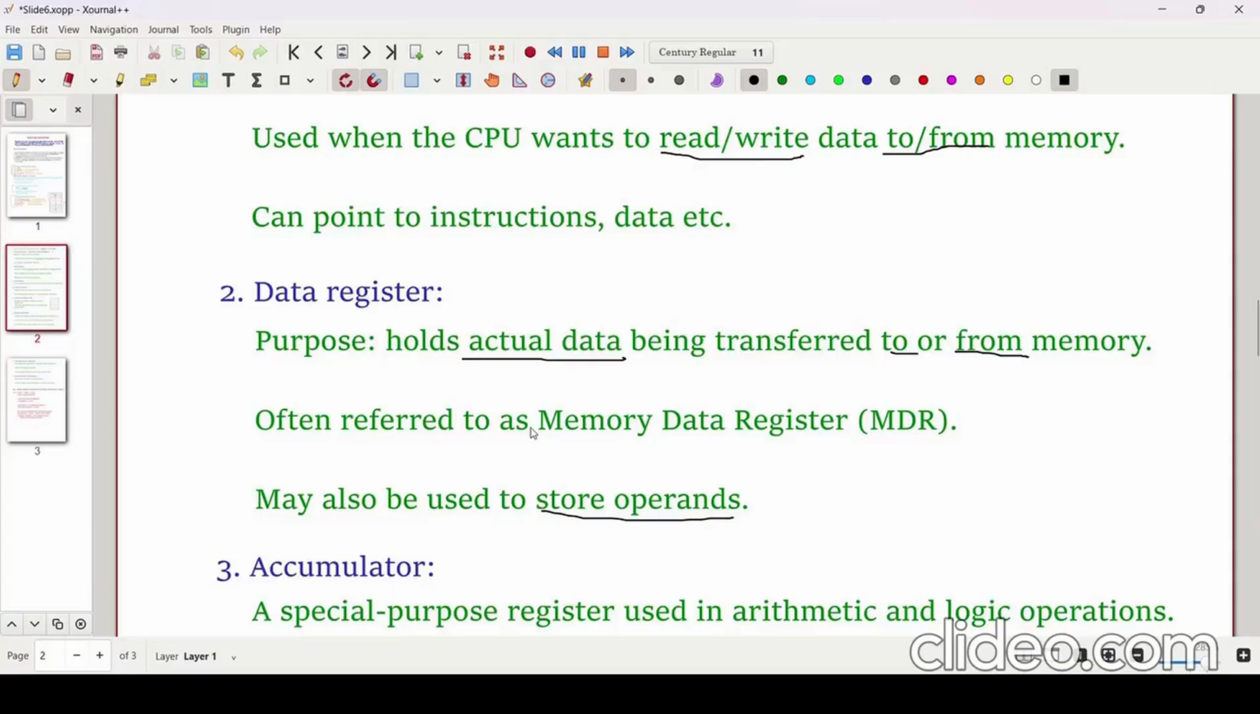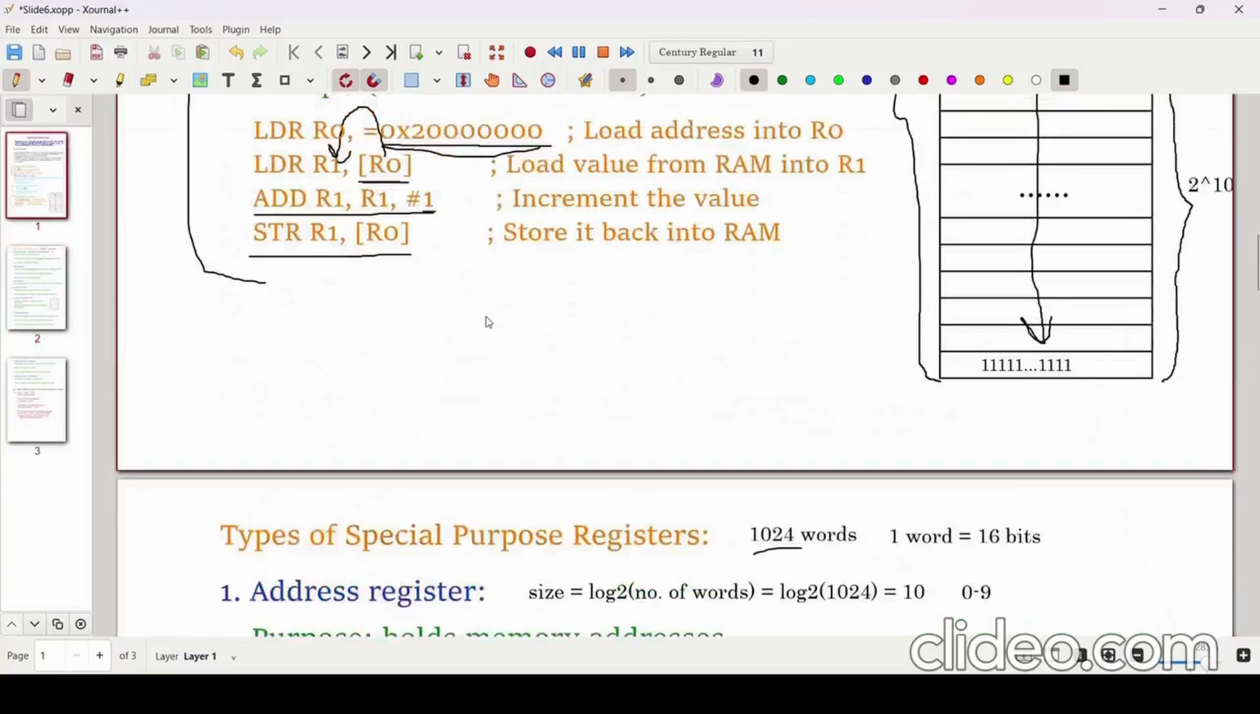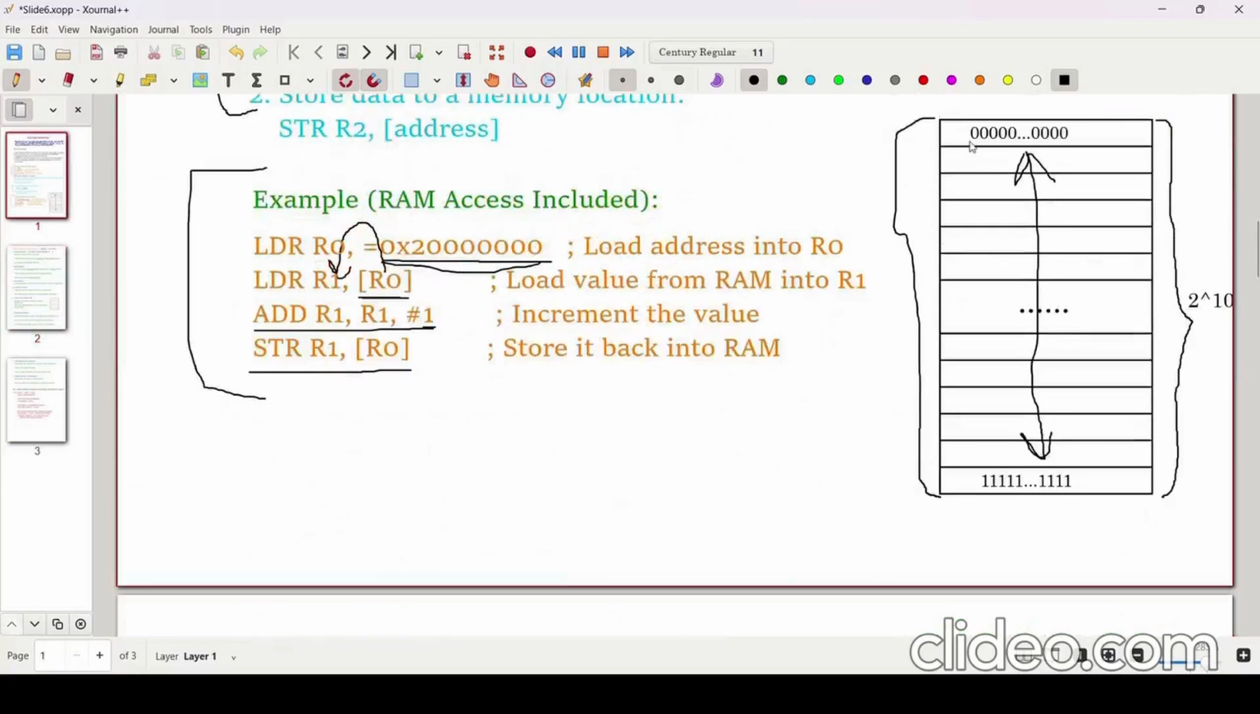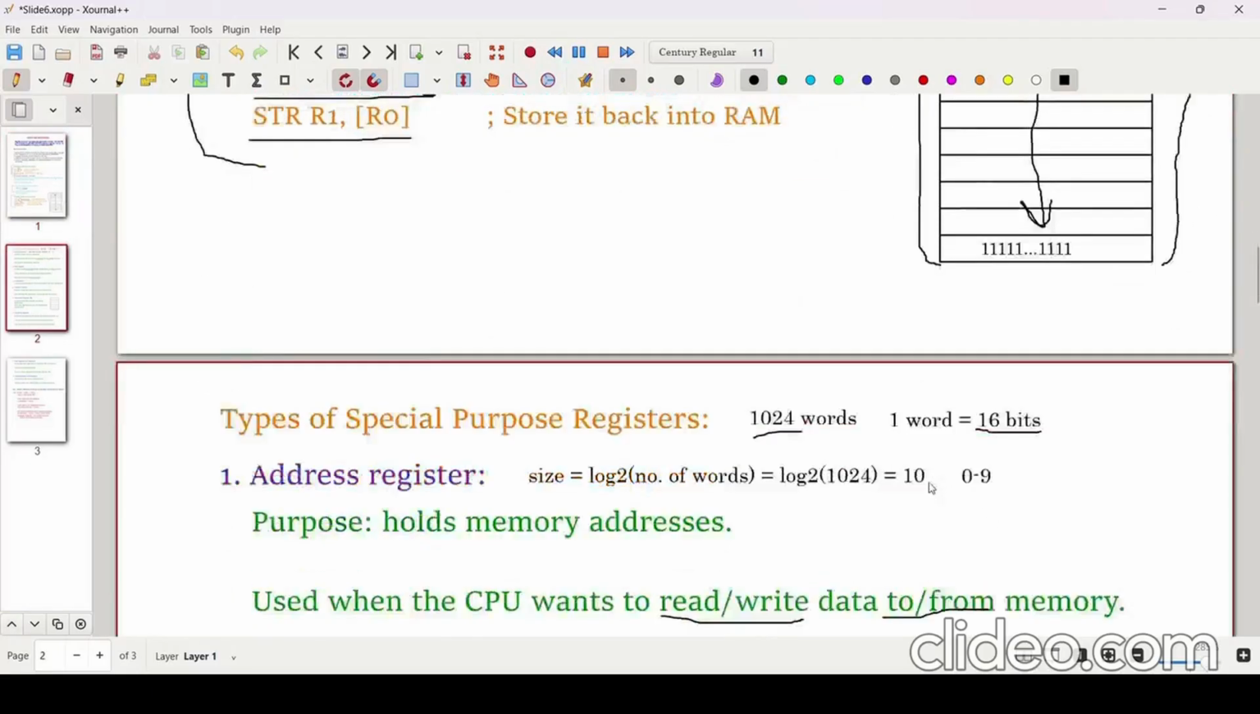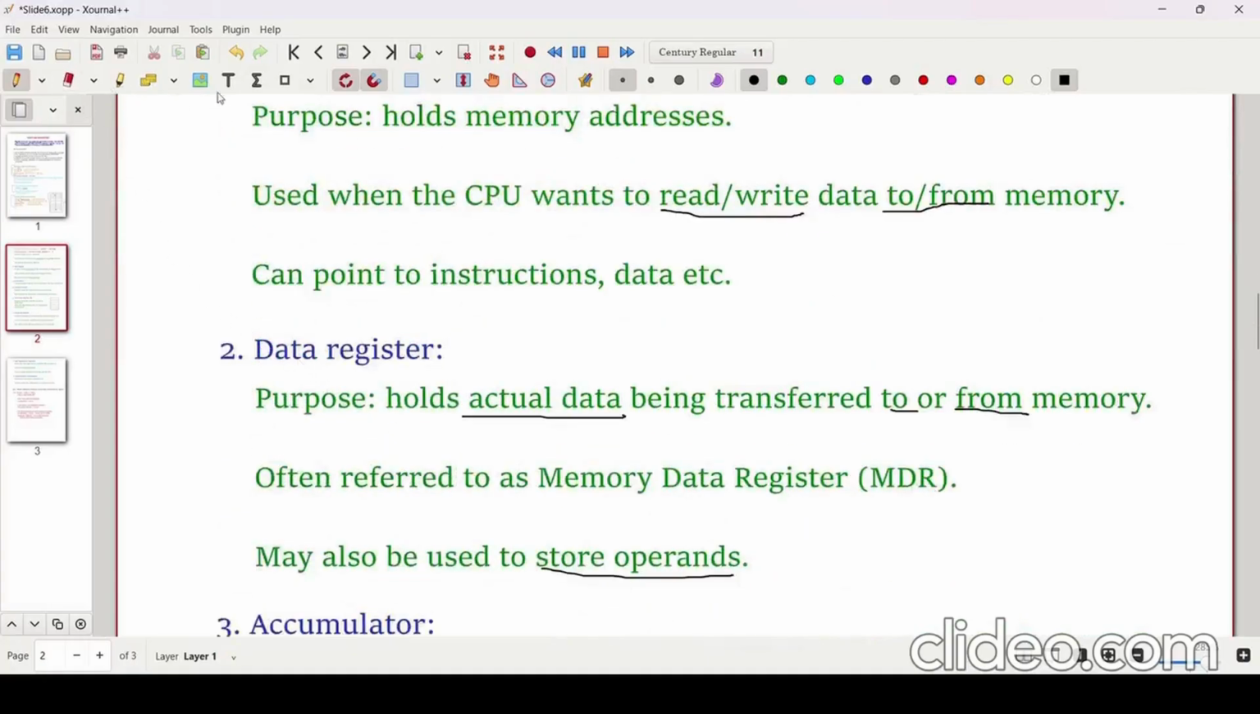And if we talk about the size of the data register, then you can easily see from the diagram how many bits are contained in one word. You can see there are a total of 16 bits, right? 16 bits in one word. So the size of the data register would be 16. Okay, size would be 16, starting from 0 to 15. Okay, so this is the size of the data register, 16.